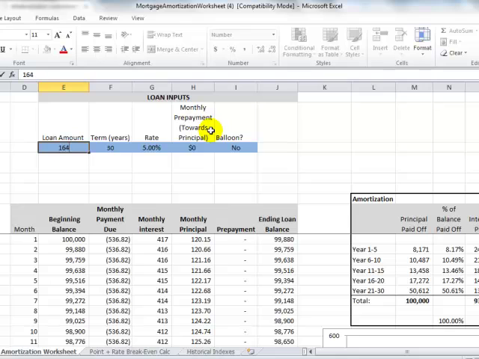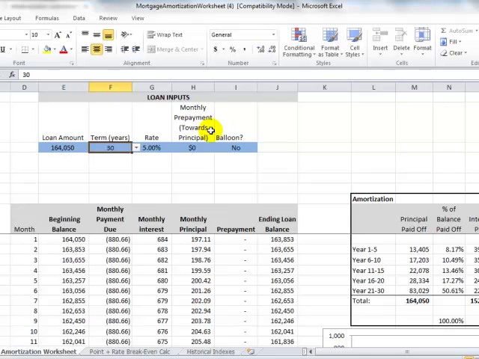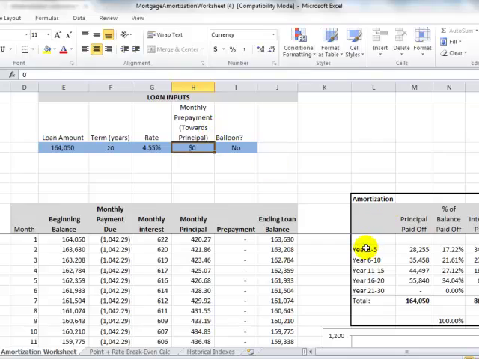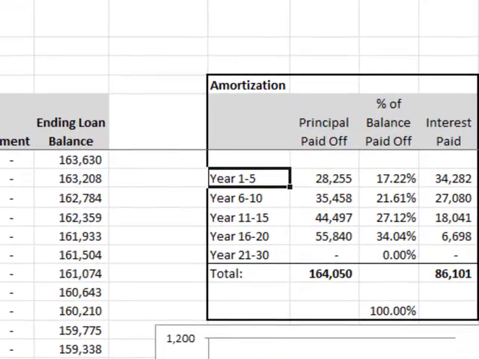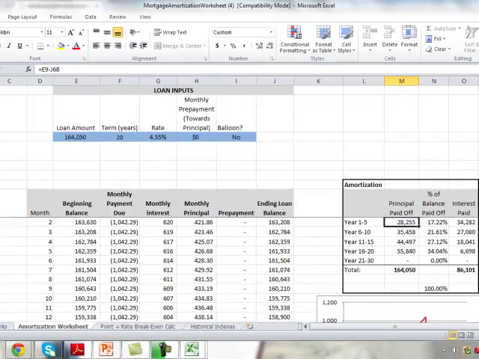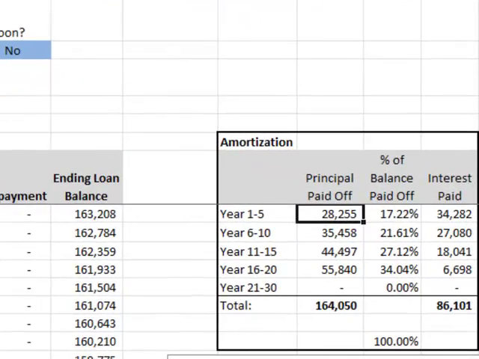So I have a loan of $164,050, amortizing over 20 years at a rate of 4.55%. If I go here, I can immediately see that in the first 5 years, I'm paying off 17.22% of that mortgage. So in addition to all the cash flow I'm generating in the first 5 years, of that 164 grand, I'm paying off almost $28,000 of that loan through my mortgage payments. That's with no prepays, right?